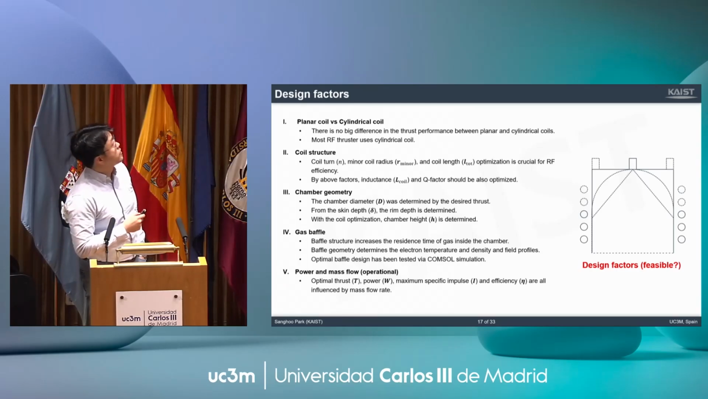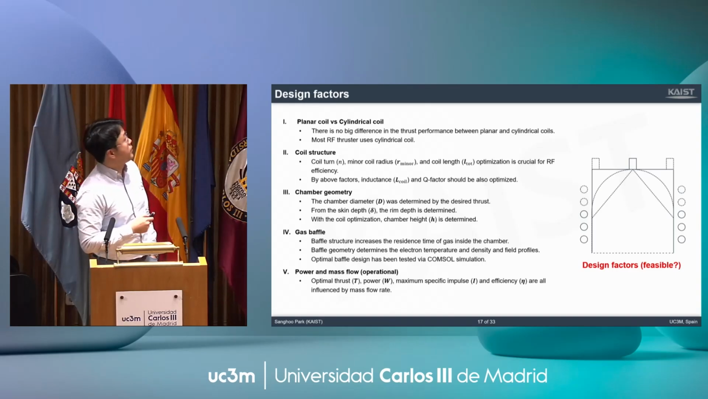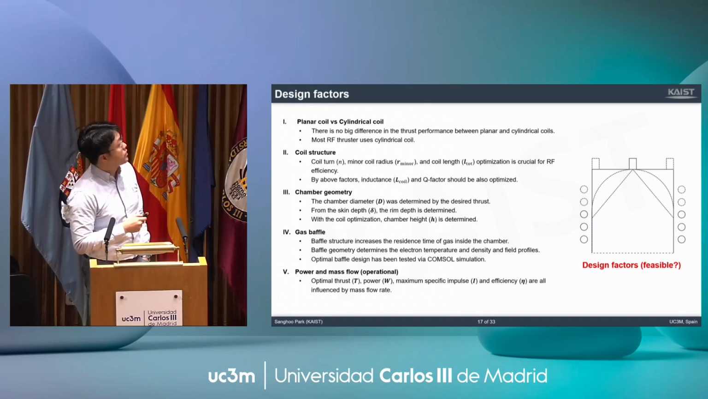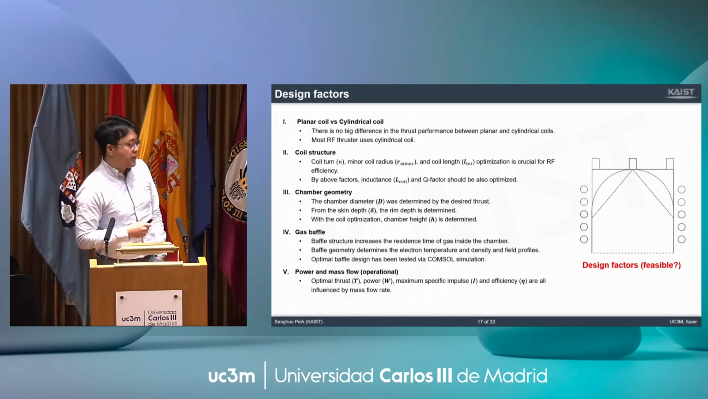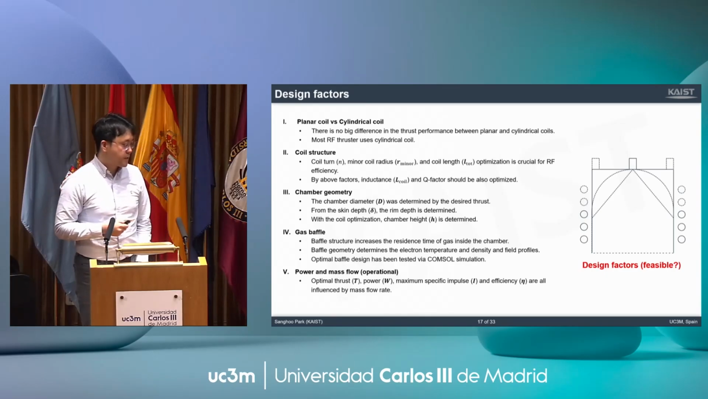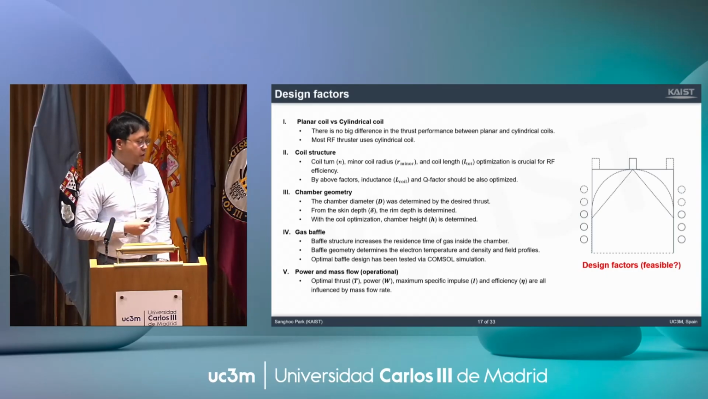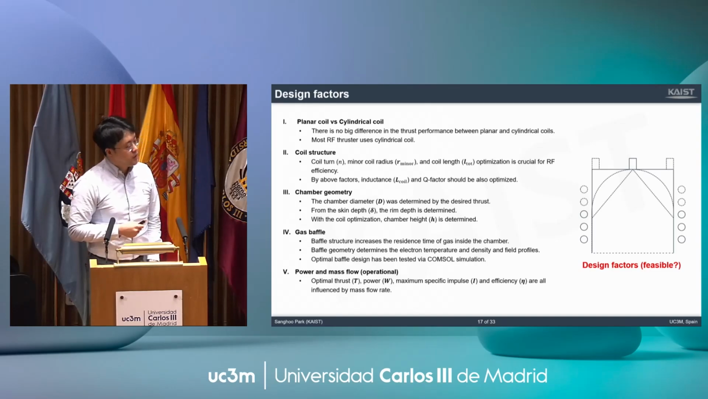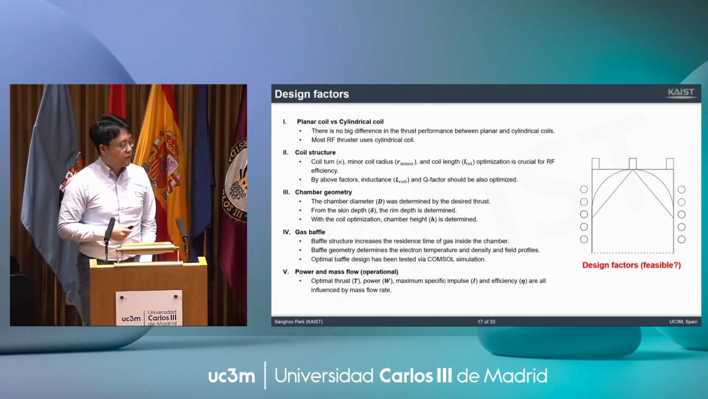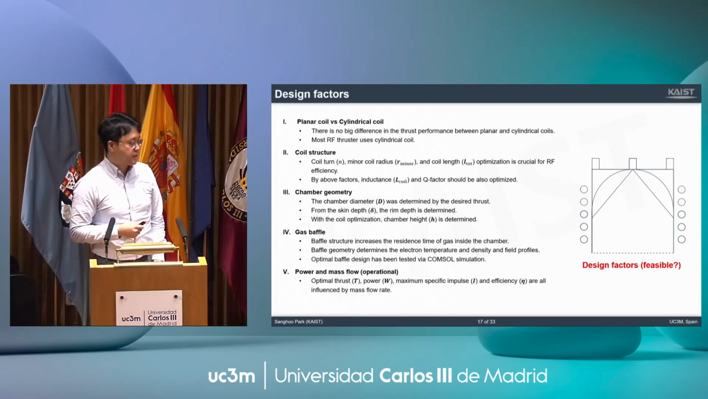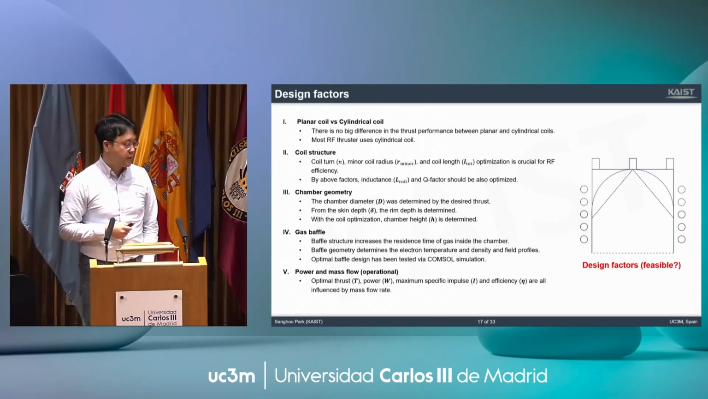And also for the coil structure, we have to determine the number of coil turns, the minor radius of the coil, and the coil length to optimize our RF efficiency. And among other factors, we also need to confirm the quality factor of the RF antenna as well as the inductance of the antenna we designed.